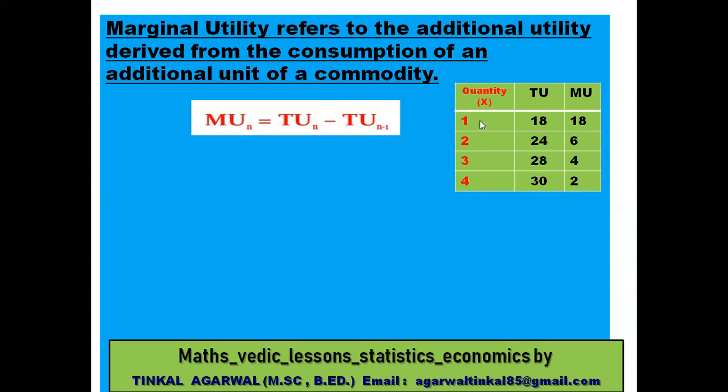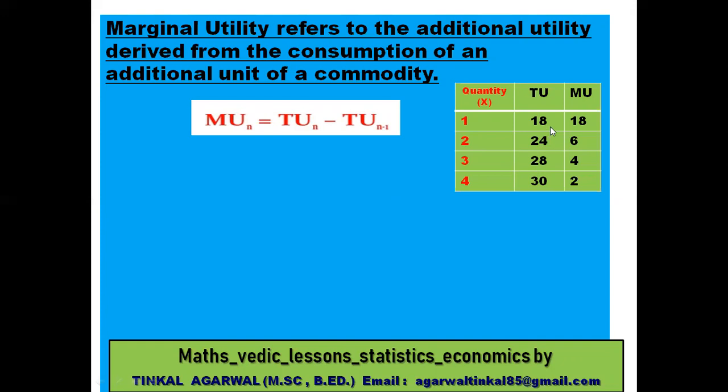Suppose you are consuming 1 unit of a mango. This is summer season, so you are having mangoes. Suppose by consuming 1 unit of mango, you are getting 18 total utilities. By consuming an additional mango, you get TU as 24. That is, your total utility is increasing by consuming an additional unit of a mango. So how much is it increasing?